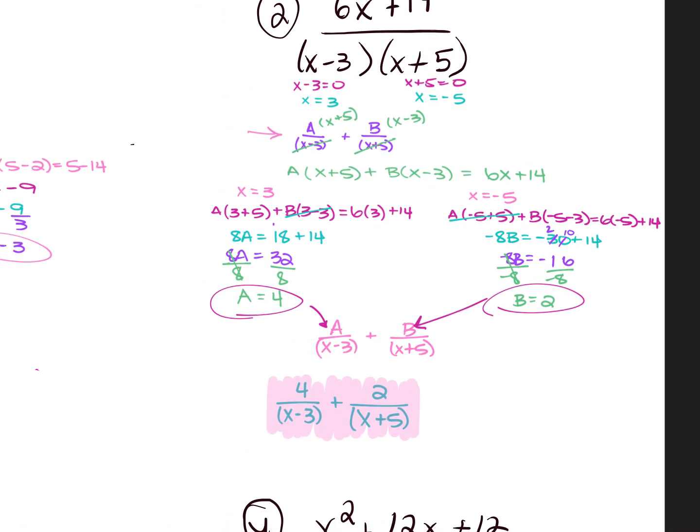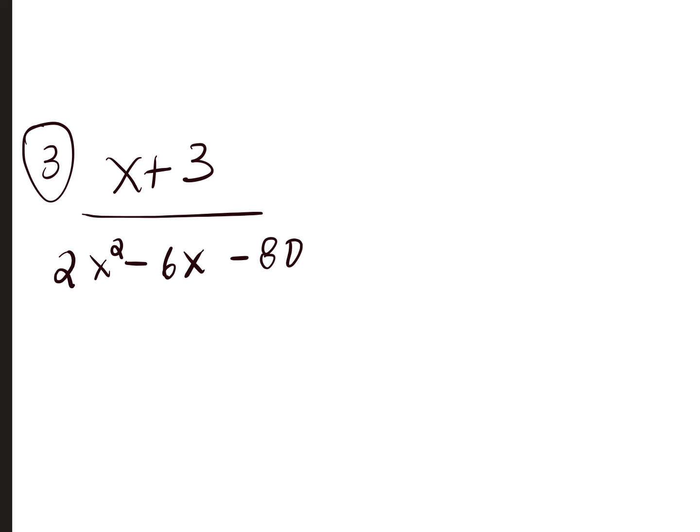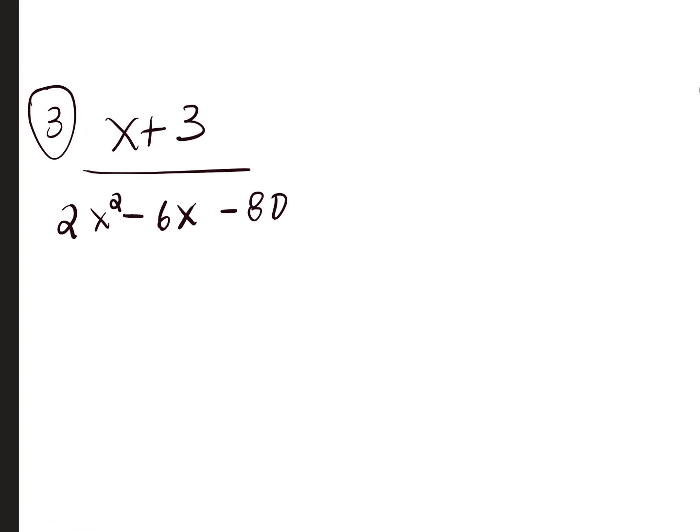For example 3, we are given x plus 3 over 2x squared minus 6x minus 80. For this one, you do need to factor the denominator. They all share a common factor of 2. So if we first factor out that 2, it's going to give us 2 times x squared minus 3x minus 40. If we solve this for x, your factors of negative 40 that add up to be negative 3 are negative 8 and positive 5. So this gives us 2 times x minus 8 times x plus 5.